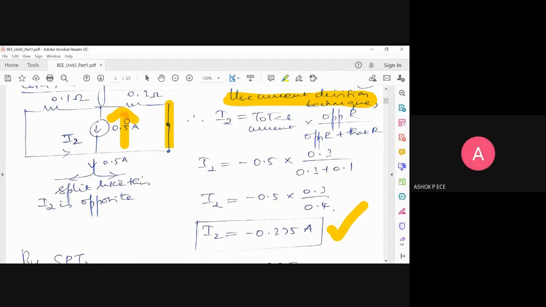No, sir. If you are not comfortable with the current division technique, you can use any method and find the value of current through 0.1 ohm. Listen here, this I2 direction you cannot change because it is given in the question. So whatever current you are finding, you have to consider only with the same direction I2.